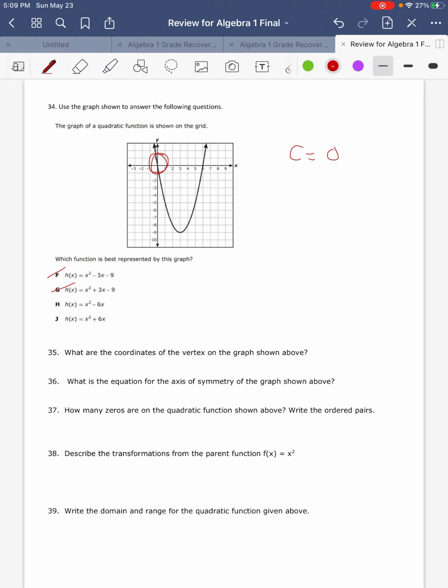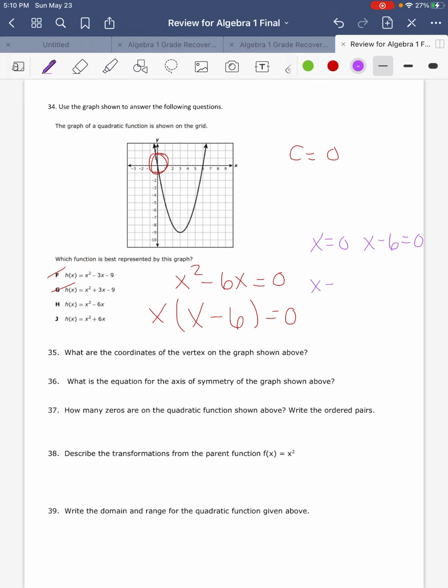So let's look at if we were to factor this. So on H, I have x squared minus 6x. I set that equal to 0. We can take the greatest common factor out, which is an x, and I'm left with x minus 6 equals 0. So if I were to solve this, I would set them both equal to 0. So x equals 0 and x minus 6 equals 0.